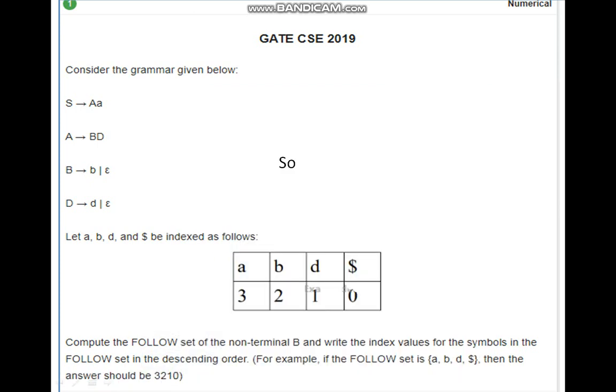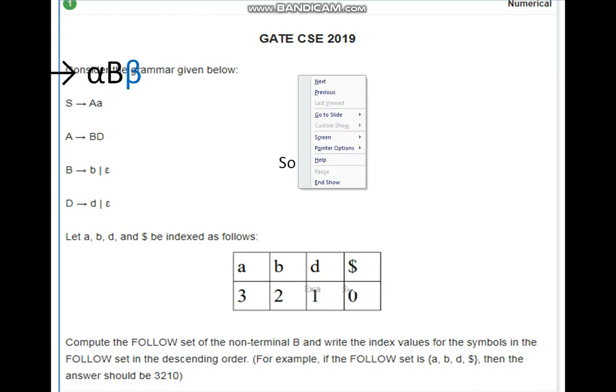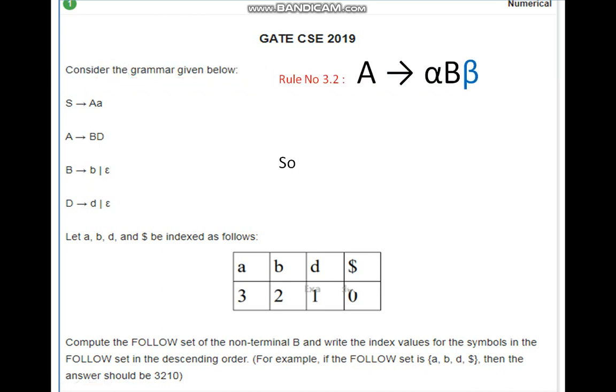Hello everyone. In this video I am going to solve one question based on first and follow function of compiler design. You can see, this question has been asked in GATE 2090 and marks weightage is 1 mark.